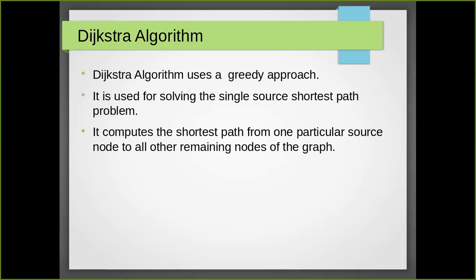You all might know about a link state algorithm, which is Dijkstra's algorithm. Dijkstra's algorithm uses a greedy approach. It is one of the link state algorithms that we have. We know that Dijkstra's algorithm can be used for solving single source shortest path, that is, given a single source, how to find the distance from that particular node to all other possible destinations. So it finds the shortest path from one particular source node to all other remaining nodes of the graph.